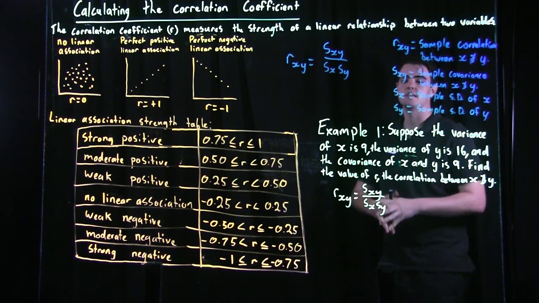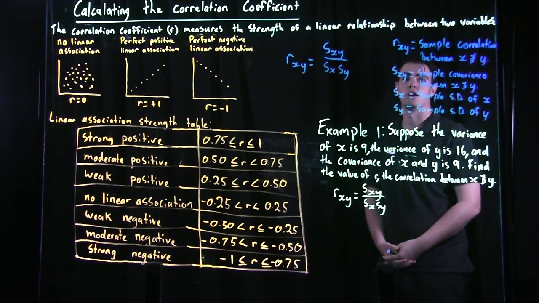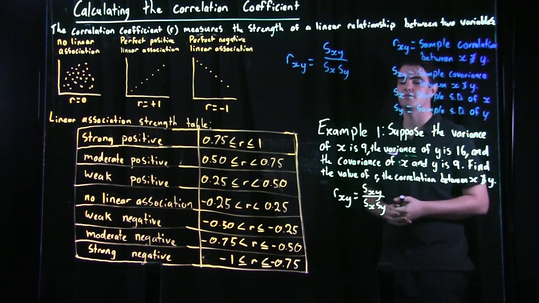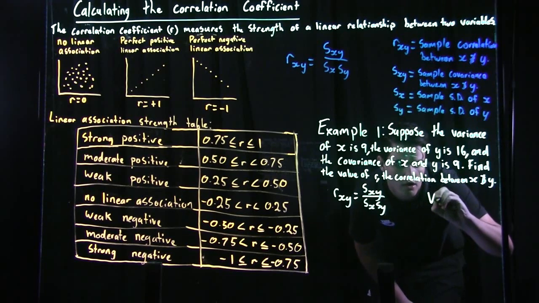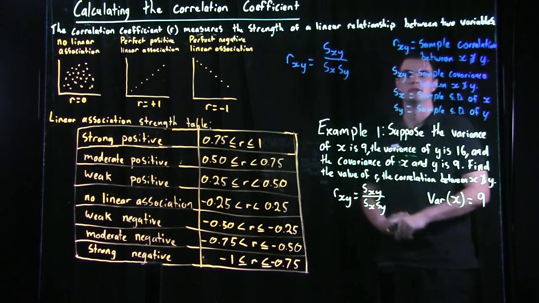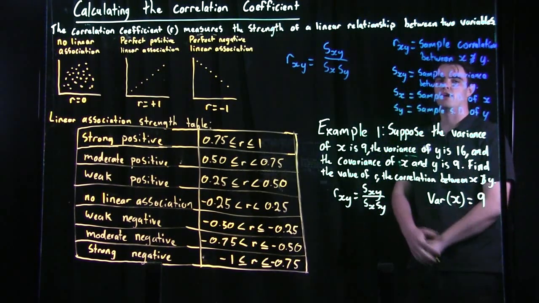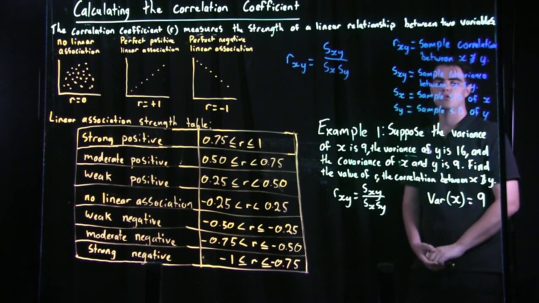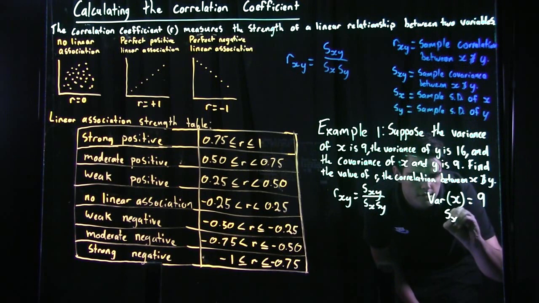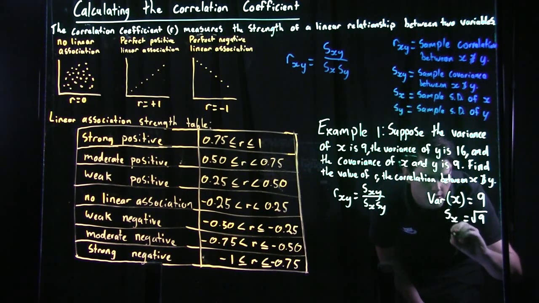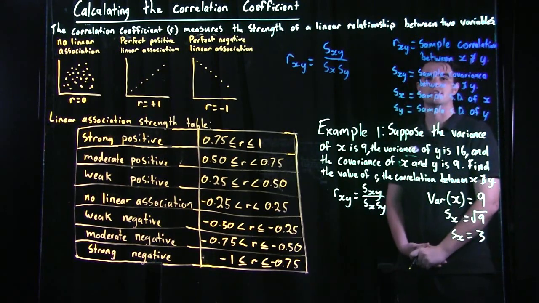Okay, so in here, it just says suppose the variance of x is 9. It doesn't say anything about the sample deviation, it's just given us the variance of x is 9. So what I'm going to do is write this off to the side: the variance of x equals 9. So how do I go from the variance of x to the sample standard deviation? All I need to do is take the square root of that. The square root of 9 is 3. I get my sample standard deviation of x.